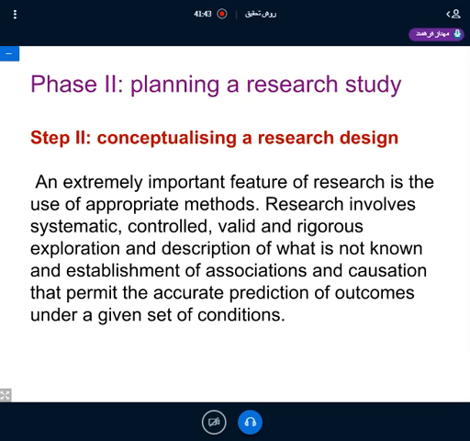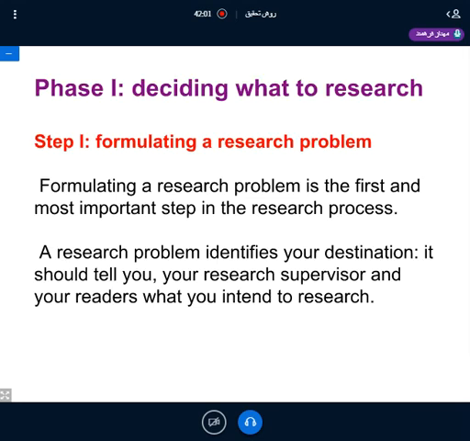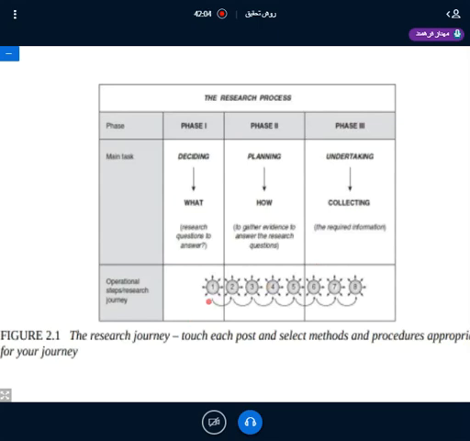Okay, so in phase 1 we only have one step that shows what we want to study, and in phase 2, planning the research study, we have this picture for you, and you can see 4 steps here. Okay, we come back to this. Phase 1, deciding; planning and undertaking, phase 2, how, 1, 2, 3, 4 steps; and phase 3, 3 steps.